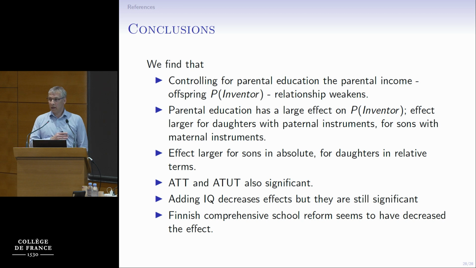We find that, indeed, even on a level of association, once you control for education, the relationship to parental income isn't quite wiped away, but is greatly diminished. Parental education has a causal impact on the offspring becoming an inventor, and the effects depend on which parent is induced by our instruments to get an MSc, and on whether the offspring is a daughter or a son. The absolute effects are larger for sons, the relative impacts are larger for daughters.